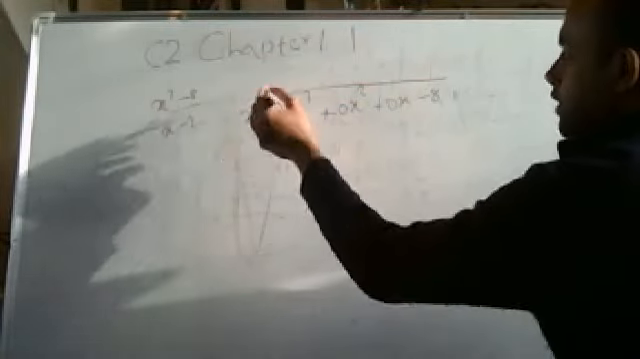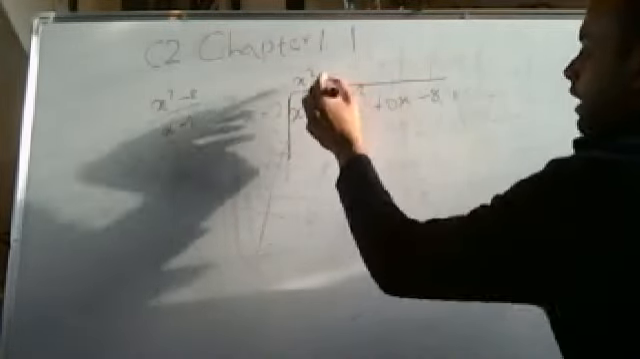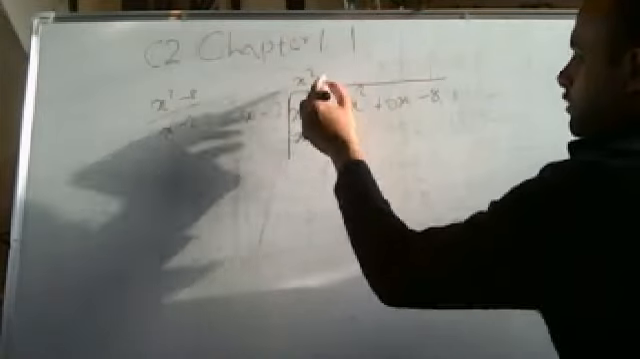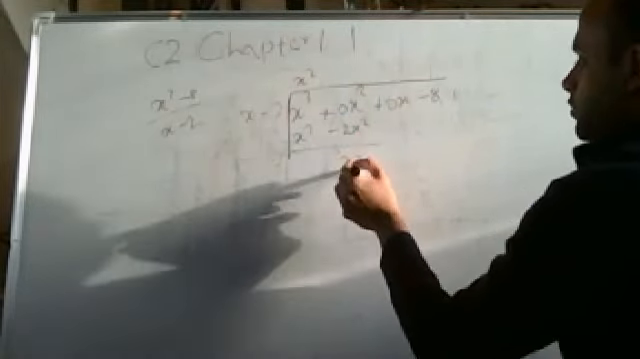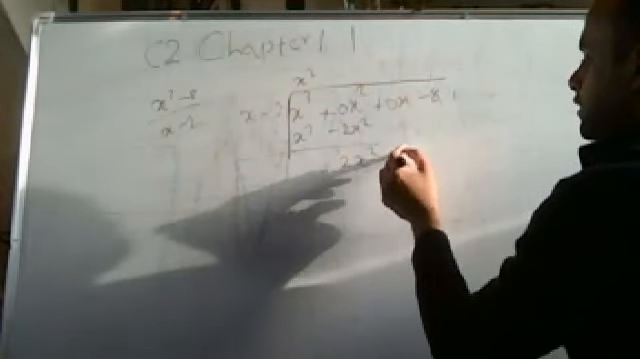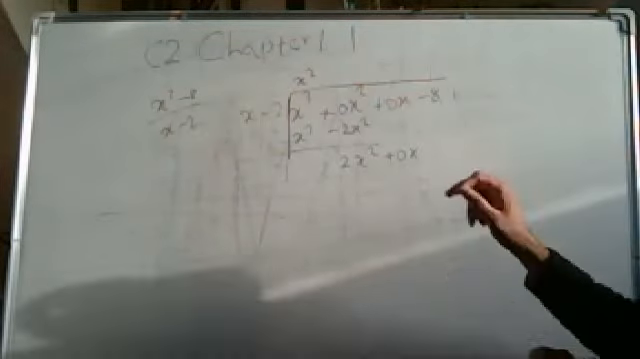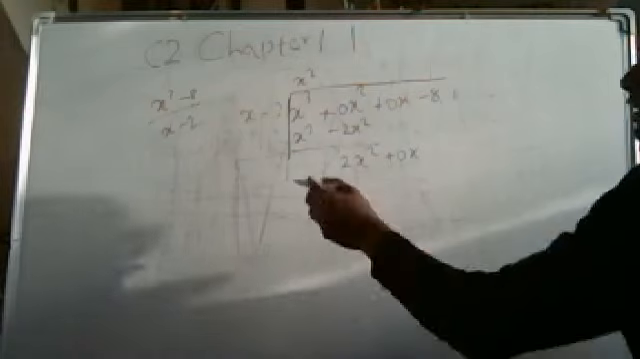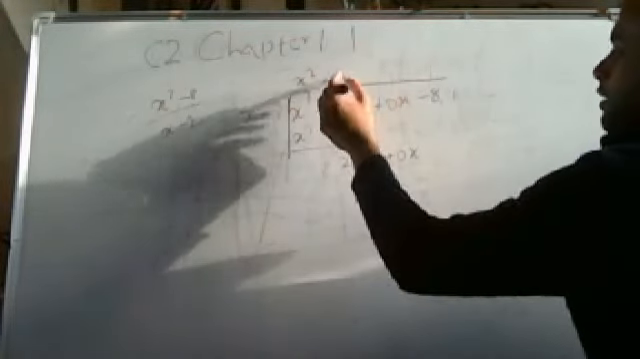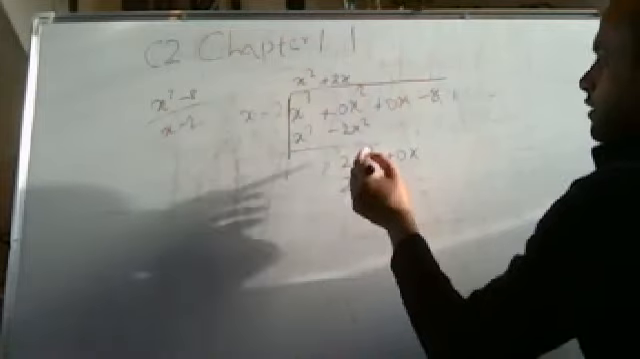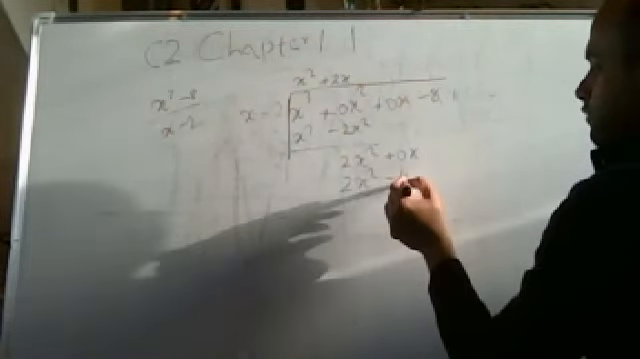So x cubed divided by x is x squared. x squared times x is x cubed. x squared times minus 2 is minus 2x squared. When you subtract, you get plus 2x squared here. And then plus 0x. I know it has no value, but just write it down because it will help you with the subtraction. So now let's divide this by x, so that becomes plus 2x here. 2x times x is 2x squared. 2x times minus 2 is minus 4x.